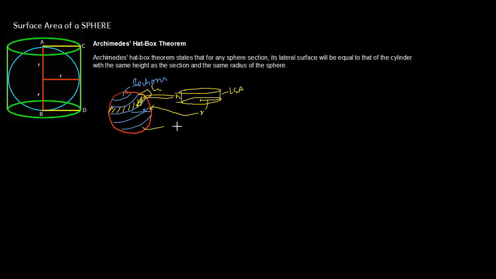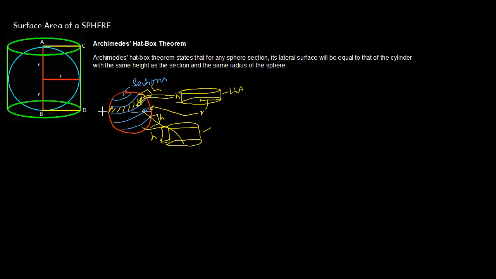Even if I take that, it's still the same cylinder of the same radius, although my diagram is not exactly similar, but you get the idea. So the radius is that, the height is that, that's my height. So the lateral surface of that particular section is equal to the lateral surface area of a cylinder with the same height and the radius of the sphere. So keep that in mind.